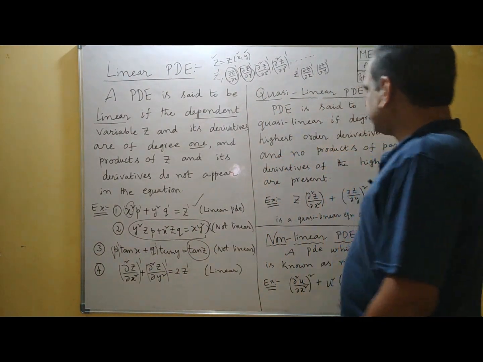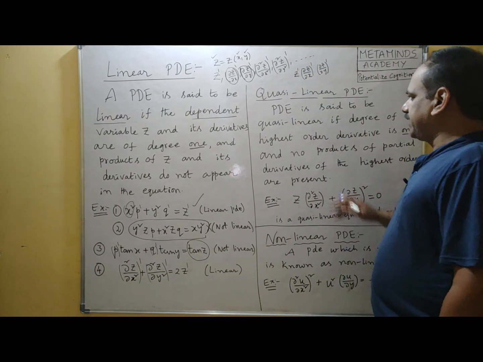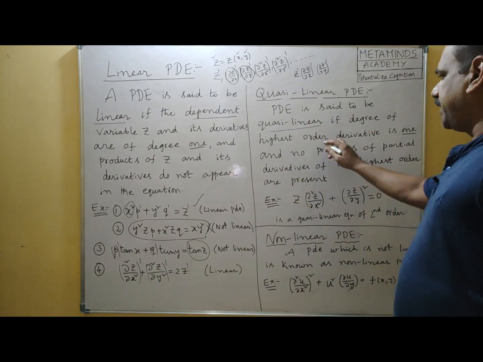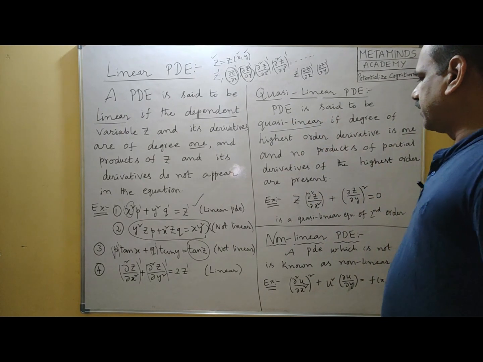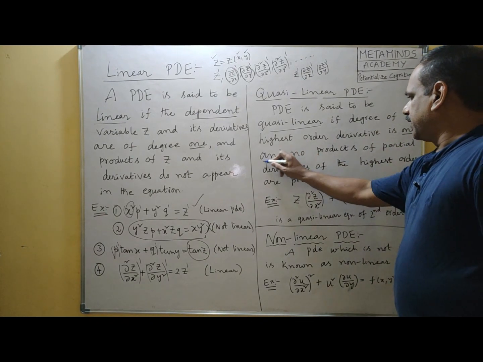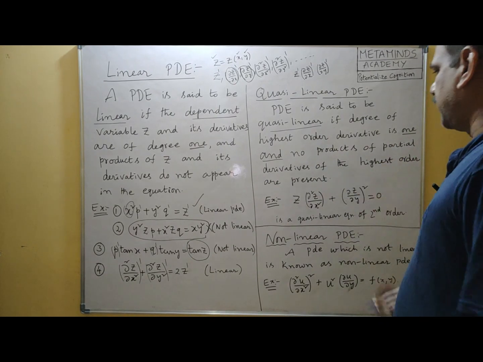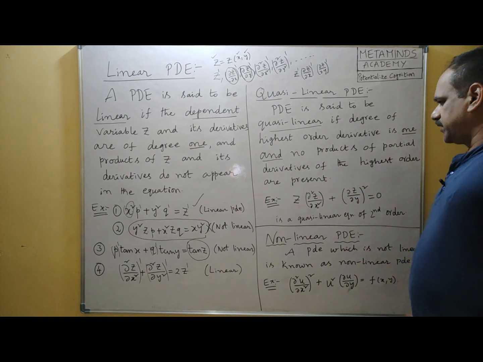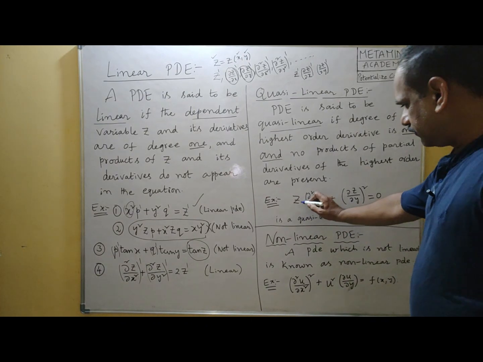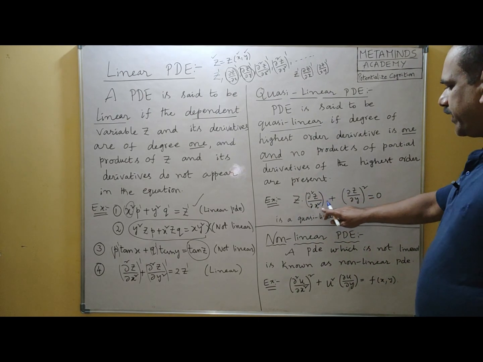Now coming to the quasi-linear equation, a partial differential equation is said to be quasi-linear if the degree of the highest order derivative is 1, and no products of partial derivatives of the highest order derivative are present in the equation. See, here coming to this equation, you have a product of z and dou square z by dou x square.